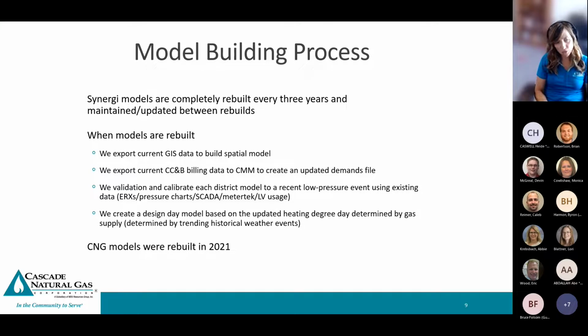And then whenever we build models, I just wanted to briefly touch on model validation and calibration. A best practice is to get models to be within 10% of the actual data, and a goal we always have is that's how accurate we want them. Another note is that all the Cascade models were rebuilt in 2021, so we're on the newer end of our cycle.